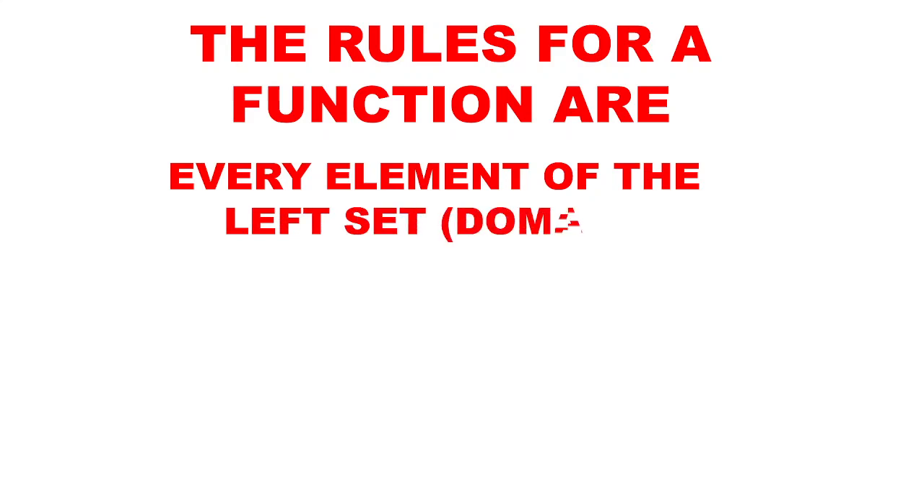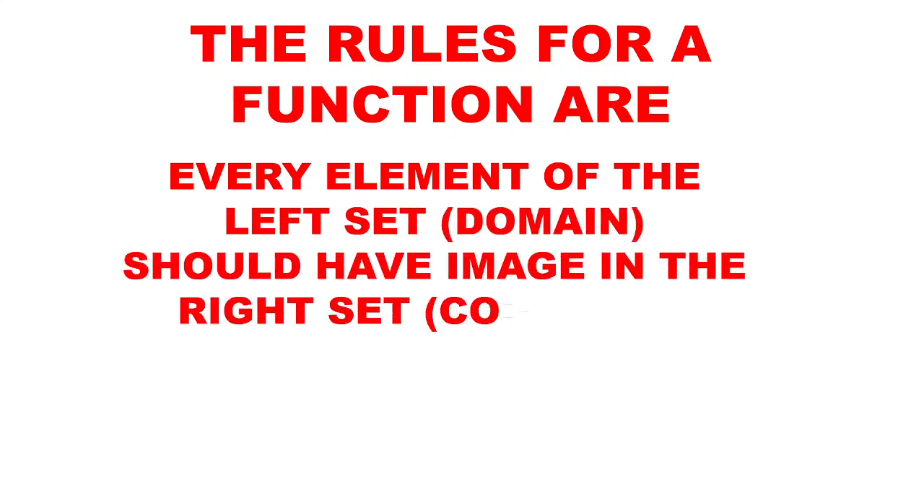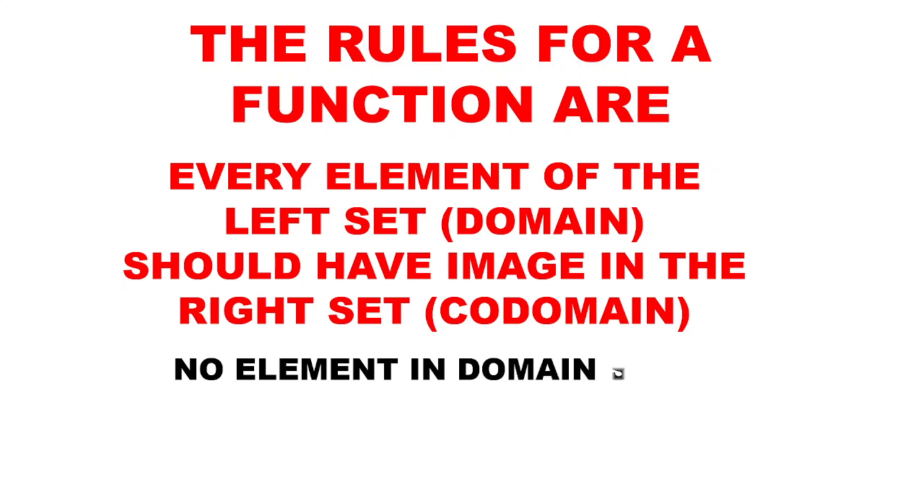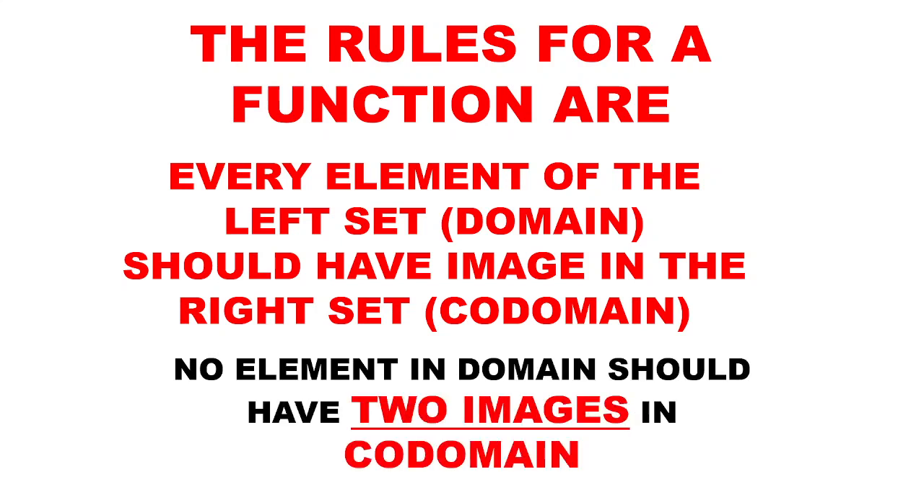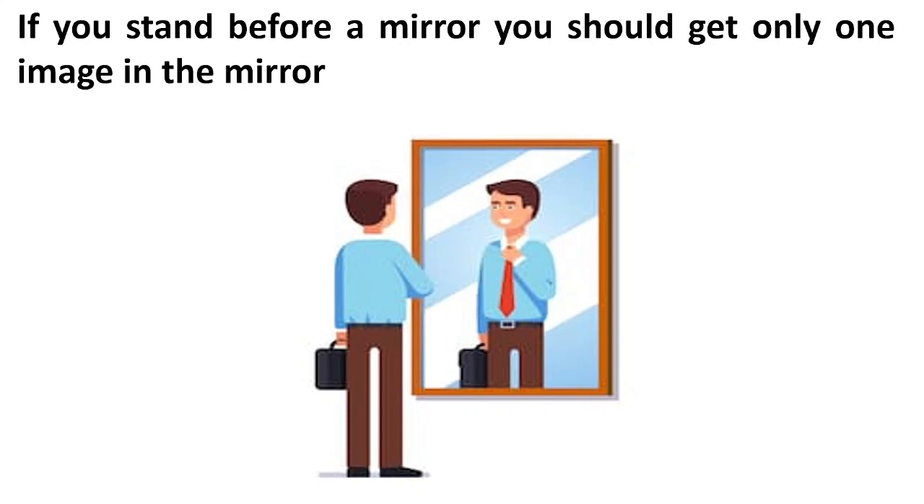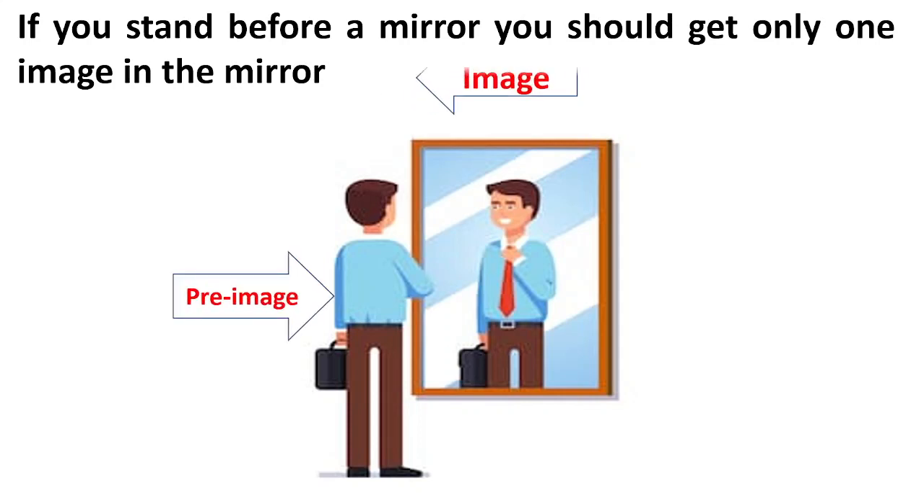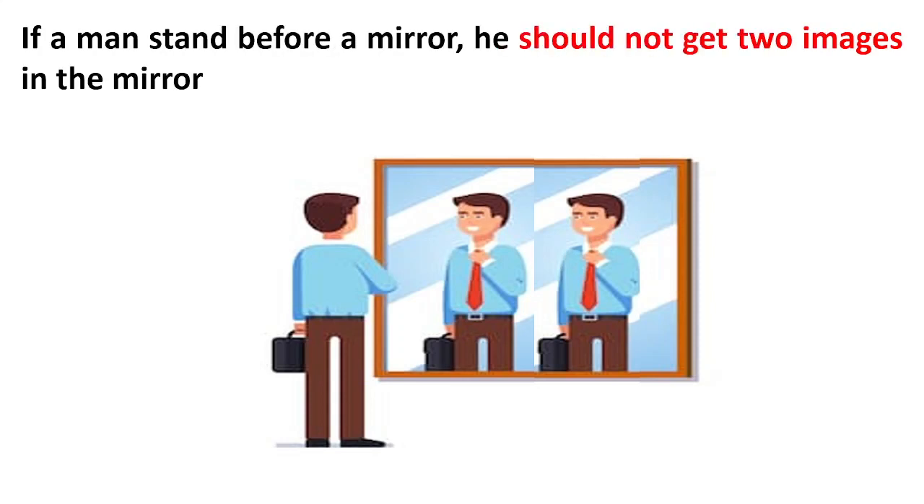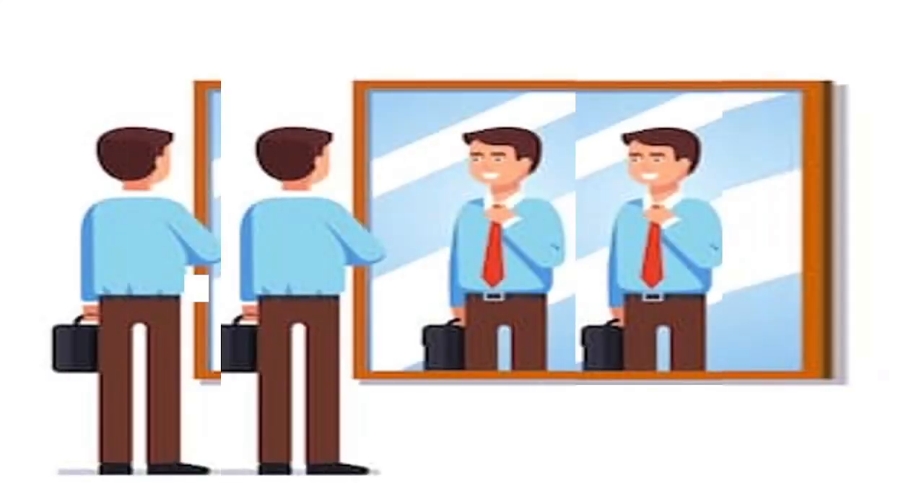The rules for a function are: every element of the left set should have an image in the right set, and no element in the domain should have two images in the codomain. No element should have two images. You can remember this very easily: if you stand before a mirror, you should get only one image in the mirror. You should not get two images. This is the pre-image and this is your image. If a man stands before a mirror, he should not get two images in the mirror. It is not allowed.